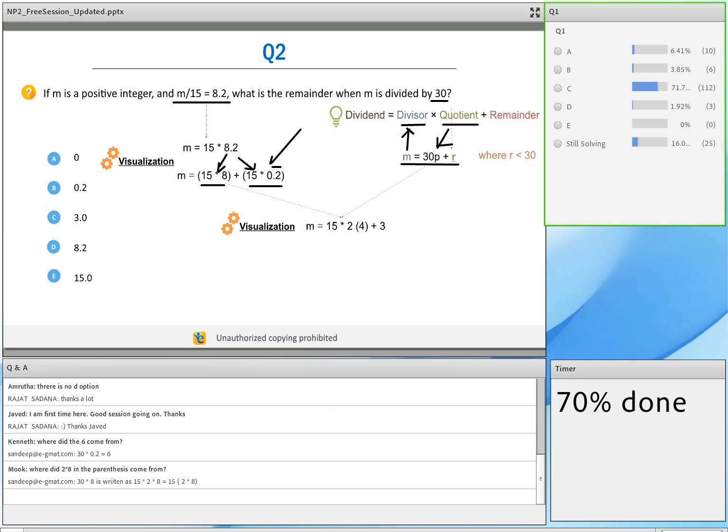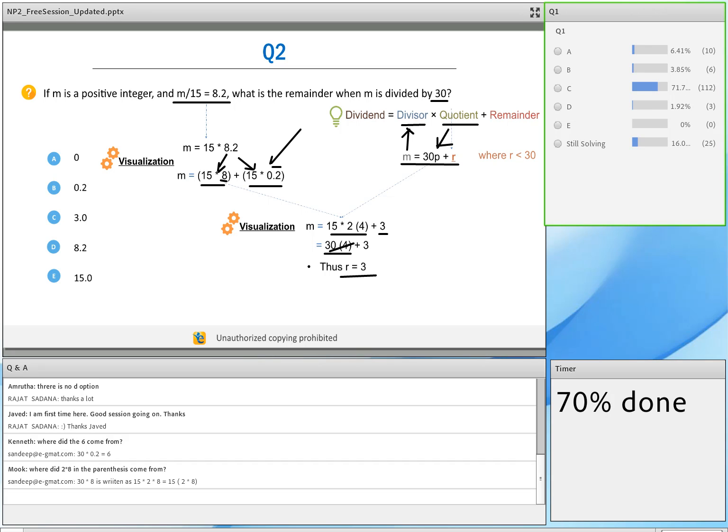So what do we do? We visualize this and say, hey, we divide 8 as 2 times 4 and we say m is equal to 15 times 2 times 4, which is the same as 15 times 8, plus 15 times 0.2, which is the same as 3. 15 times 0.2 is 3. Then that's 30 times something, which means there is 0 remainder out of this. So the overall remainder is 3. All right.